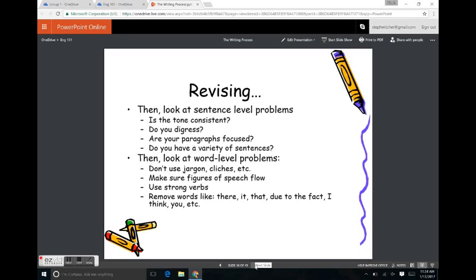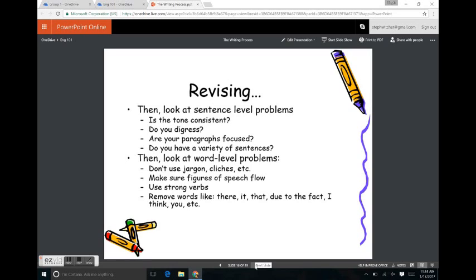Also, there are some words you should avoid. The word there, the word it, especially. I will push you this semester to get rid of that word. So watch for the word it and let's start getting it out of our papers. The word that, many times you don't need. You can cross it out. Sometimes you do have to have it, but a lot of times you don't.